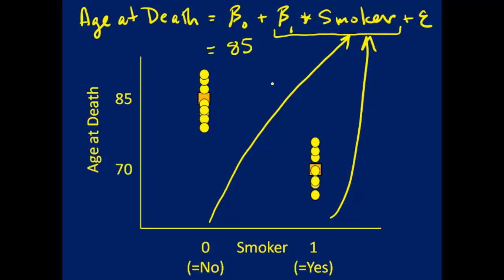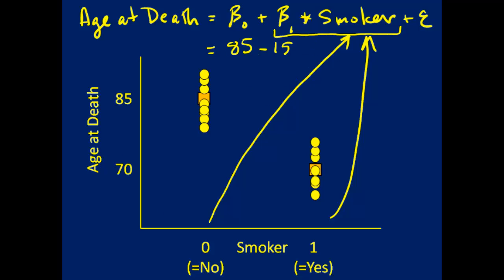And then what we want is when smoker equals 1, then this beta value is going to get added to this beta 0 value of 85, and it should give us the correct value for this group, which is 70. This is the structural portion of the model where we want the random number generator to be located. And so 85 plus what number equals 70? Well, 85 plus a negative 15 equals 70.